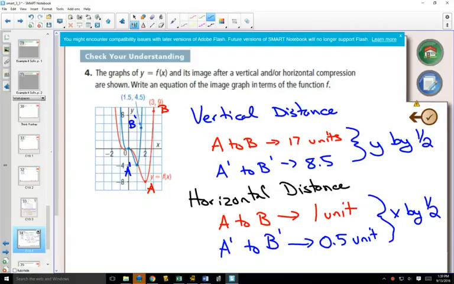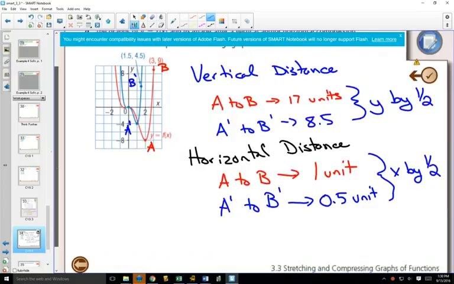So now we know what happened. How would we write that in its equation? So the equation of the image graph, the blue graph, in terms of f, well, the y by 1/2, how does that show up in an equation? There'd be a 1/2 in front of the function. Then x by 1/2 happens inside the function. What would be inside the function to cause us to multiply x by 1/2? A 2. Because it always is the reciprocal when we're multiplying.